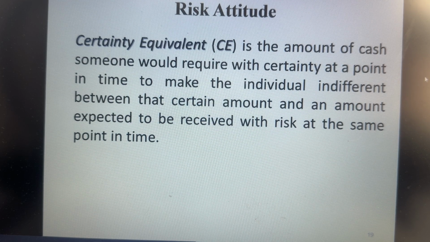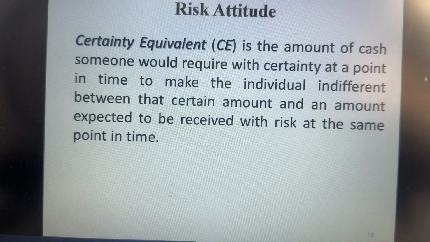So how can we compare these risk attitudes among people? The theoretical concept is called the certainty equivalent value. What do we mean by this certainty equivalent amount? When you have a certain amount at a particular point in time that makes an individual indifferent between the certain amount and the amount expected to be received with risk, that is, the expected value that includes the risk, that point of value is called the certainty equivalent amount or value.